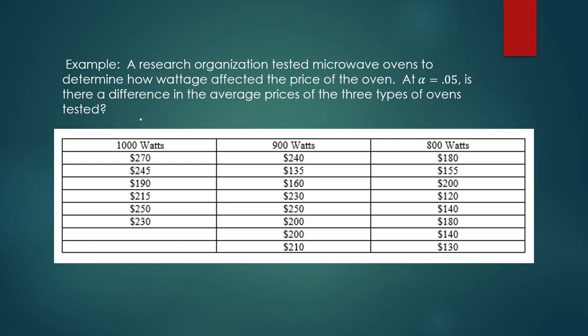Now here you notice that there are three groups: Group 1, Group 2, and Group 3. Since there are three groups, I know this must be an ANOVA test. There is only one hypothesis test where there are more than two groups, and that's the ANOVA. Before we start the problem, we'll check the conditions and make sure everything is satisfied.